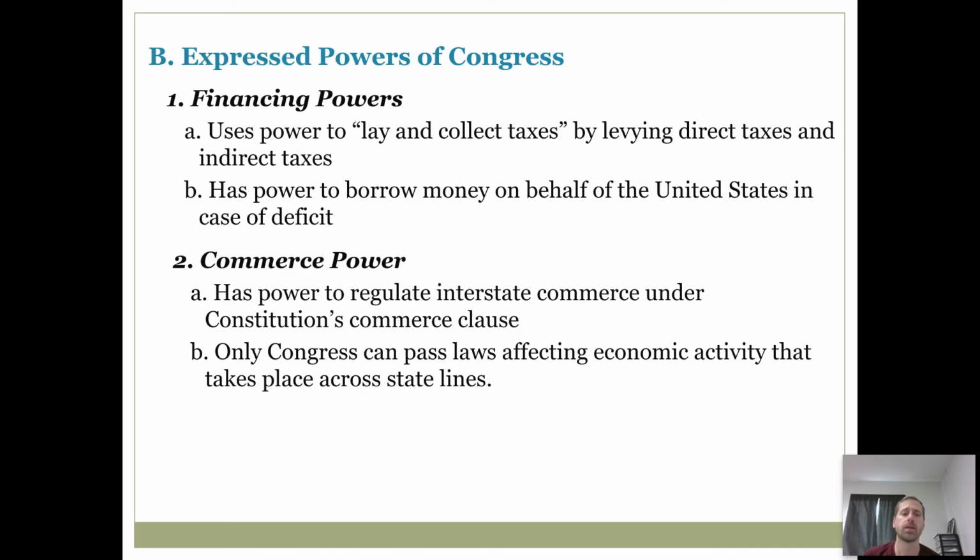Now, let's look at some expressed powers. What I've done is I've kind of categorized them. We have financing powers, so powers that deal with money. Congress has the power to lay and collect taxes. They have the power to borrow money as well. There's a commerce power, so trade. Congress has the power to regulate interstate commerce, which interstate means between the states or among the states.